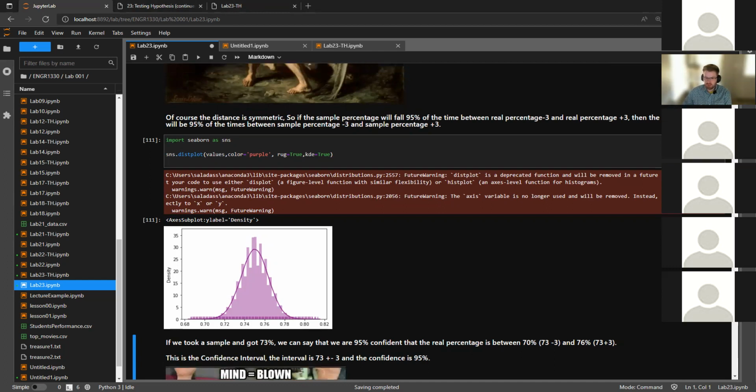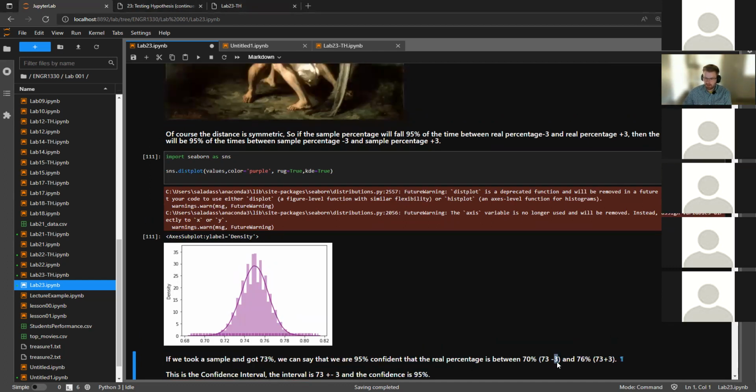So someone tell me, where the heck did I get this plus 3 and minus 3? Where did this 3 come from? The measure I got was 73, and I'm going to the left by 3, and I'm going to the right by 3. But where did this 3 come from? Why did I choose the 3?